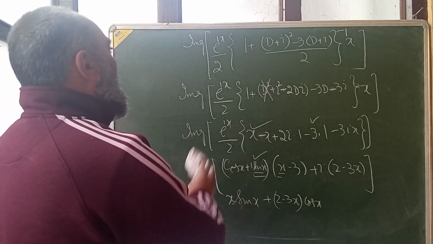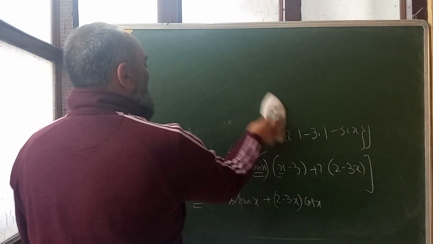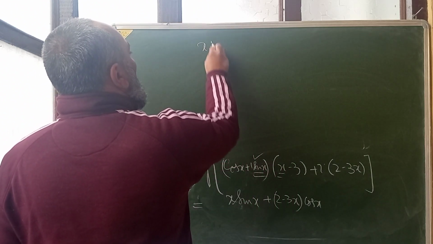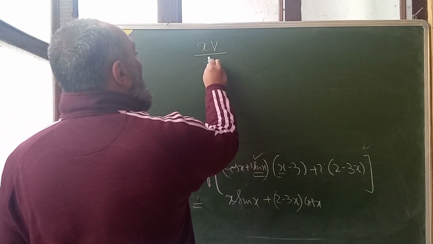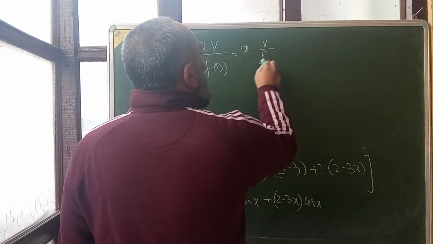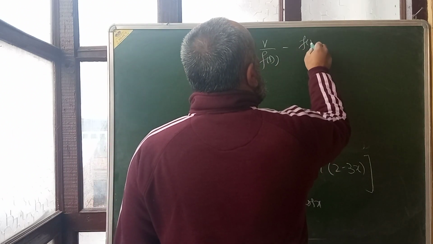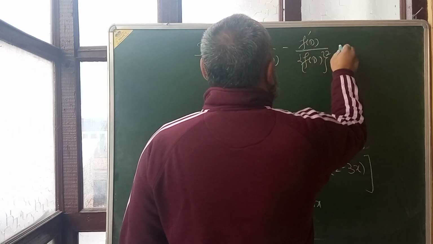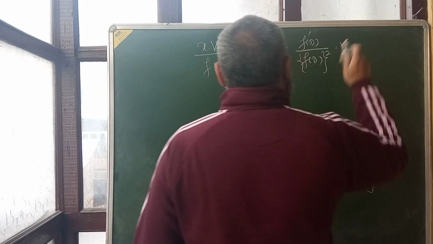There is one shortcut method also. Let me not show that to you, or let me quote it. The shortcut method is that if you have e to the power ax into xv, this is equal to e to the power ax times [x v upon f(D) minus f'(D) upon f(D) square operating on v]. Yes, operating on v.